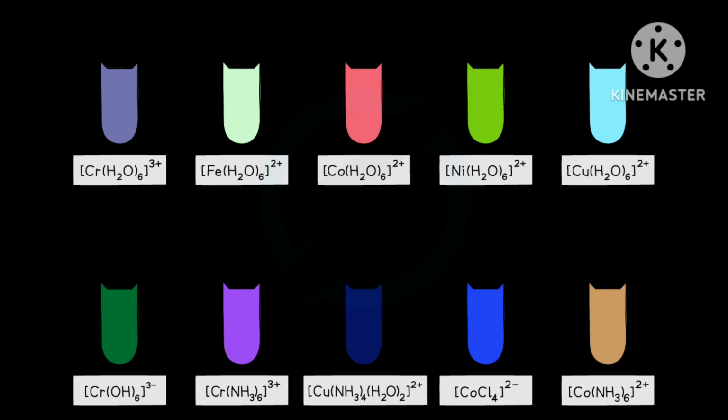Hello student, good morning. Today I am going to discuss some important compounds of transition elements. In that I am going to discuss potassium dichromate, K2Cr2O7. Potassium dichromate.